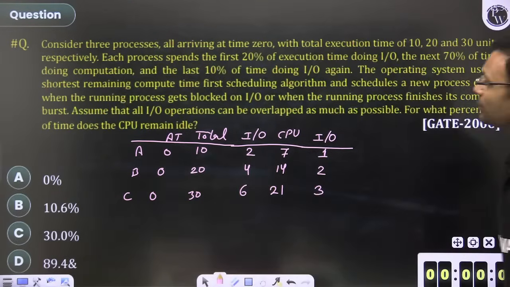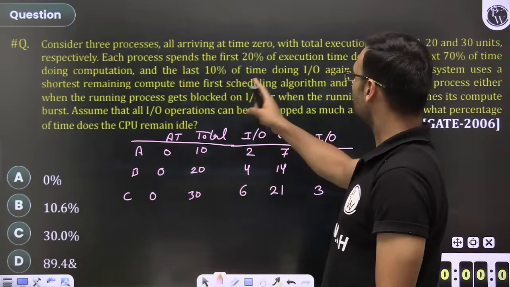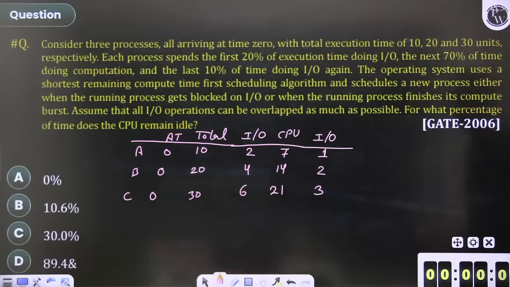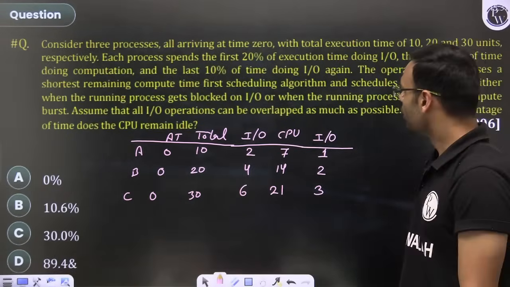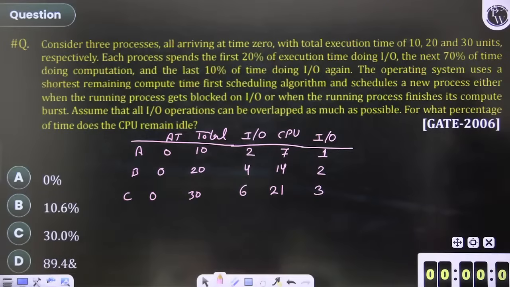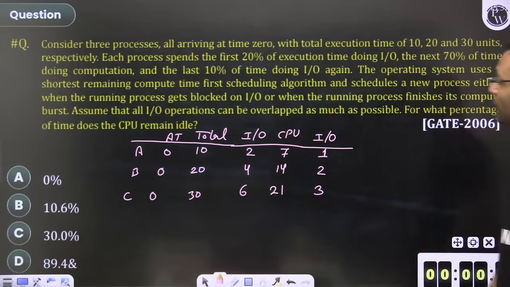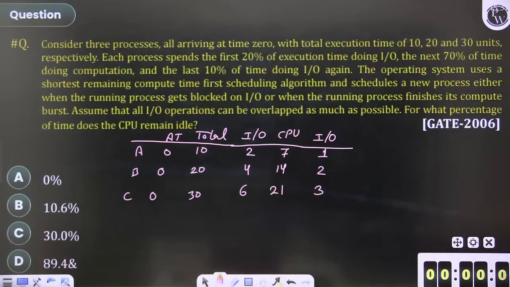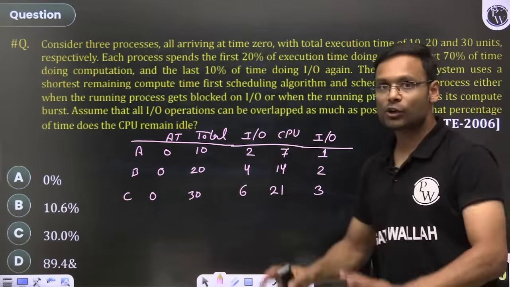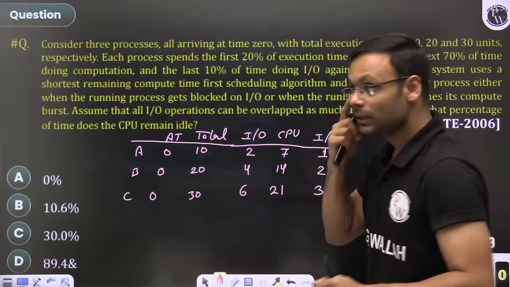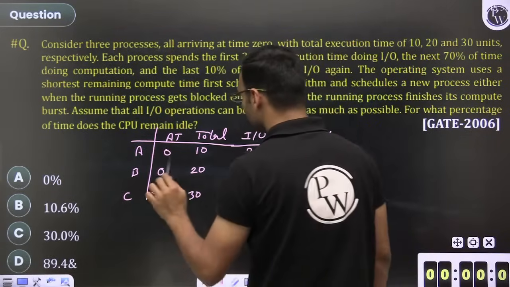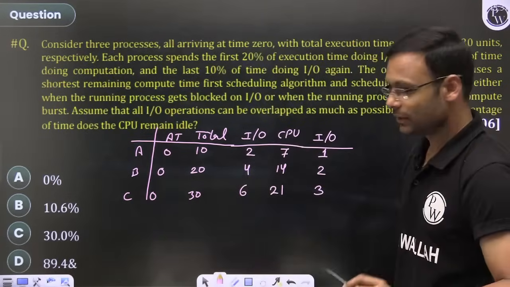The operating system uses shortest remaining compute time first scheduling algorithm and schedules a new process either when the running process gets blocked on IO or when the process finishes its compute burst. Assume that IO operations can be overlapped as much as possible, meaning all the IO operations can be done in parallel. So for IO operation, one by one execution is not needed.